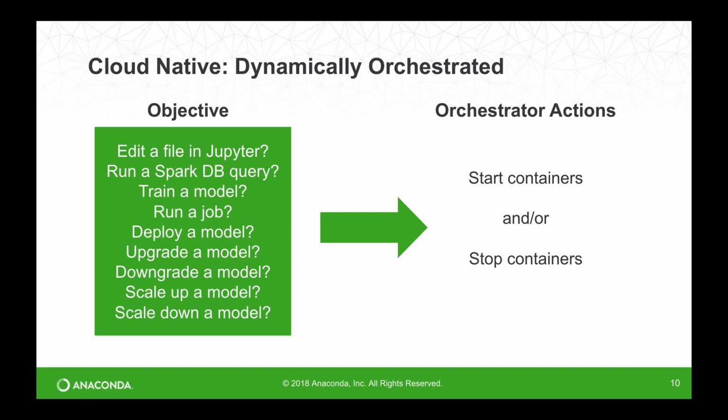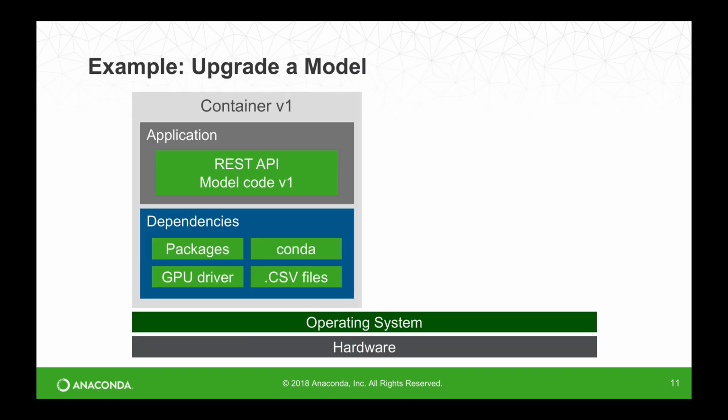So let's see what that looks like in terms of what the orchestrator has to do with containers to do common things you might do in data science. So let's take a look at a model. So I've built version 1 of the model. I'm very happy with it. So my container has got REST API code, the model code itself, any packages and dependencies I might need for this. Maybe this is using TensorFlow, so I need all the TensorFlow libraries, everything else, some CSV files, whatever I need, all gets wrapped into the container.